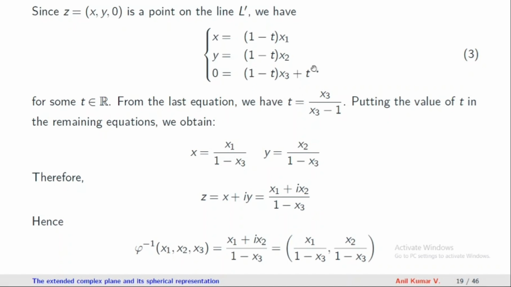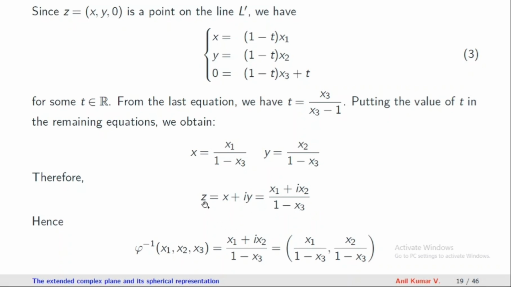From the last equation, we have t is equal to x3 divided by (x3 minus 1). So putting the value of this t in the remaining two equations, we obtain x is equal to x1 divided by (1 minus x3) and y is equal to x2 divided by (1 minus x3).